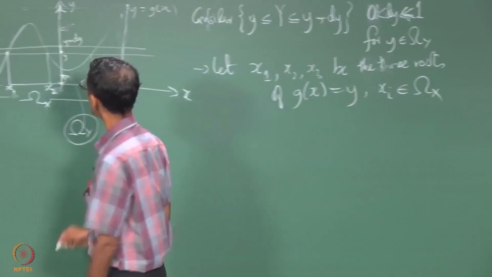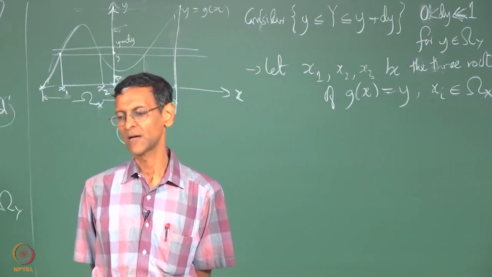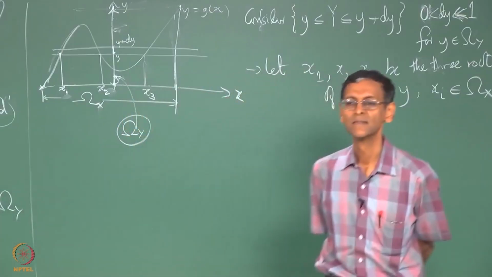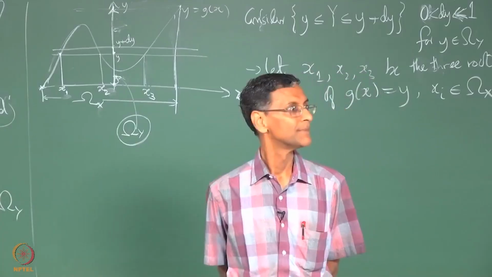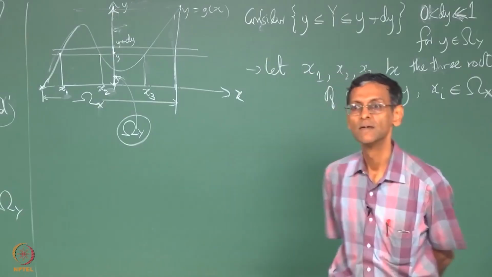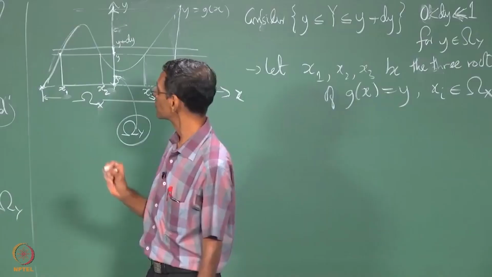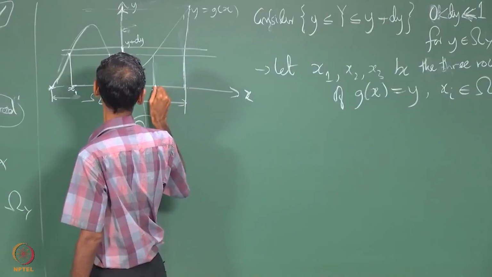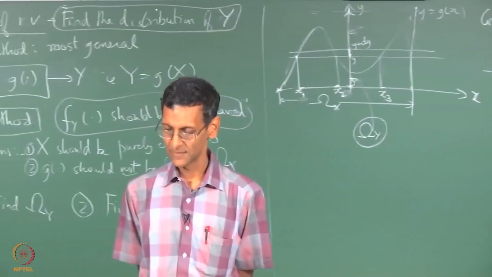So now what variation should x have so that capital Y is between small y and y plus dy? The variations in x can be written as a union of disjoint events, mutually exclusive events, which are what? If I want to be here, then the input should be what? It should be either here or here or here, and the three events on the input side are mutually exclusive.